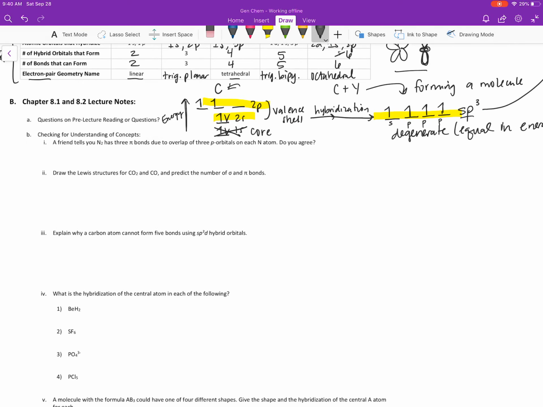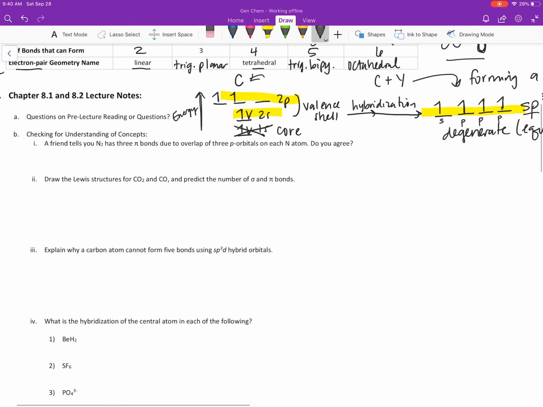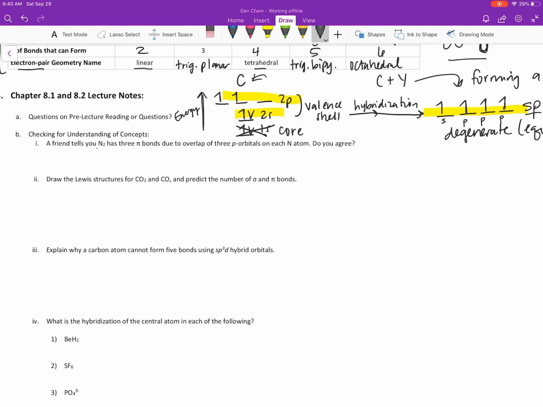All right, so let's move on to the lecture notes today. We're going to practice pretty much everything we learned up above. So a friend tells you that nitrogen has 3 pi bonds due to the overlap of 3 p orbitals on each nitrogen atom, and do you agree?